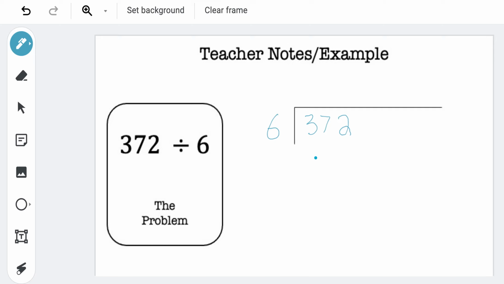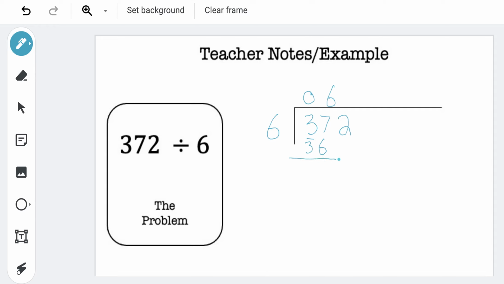Now, the way you do traditional long division, you first say, can 6 go into 3? And the answer is no. So I'm going to put a 0 right above the 3. But then you say, can 6 go into 37? And the answer is yes. I know that 6 can go into 37 6 times. So 6 times 6 is 36.